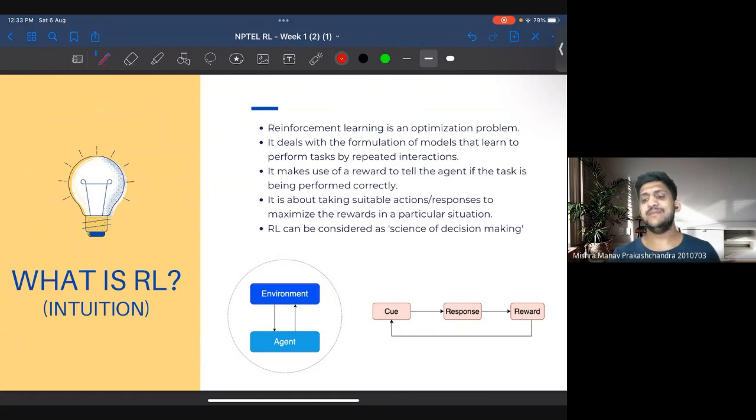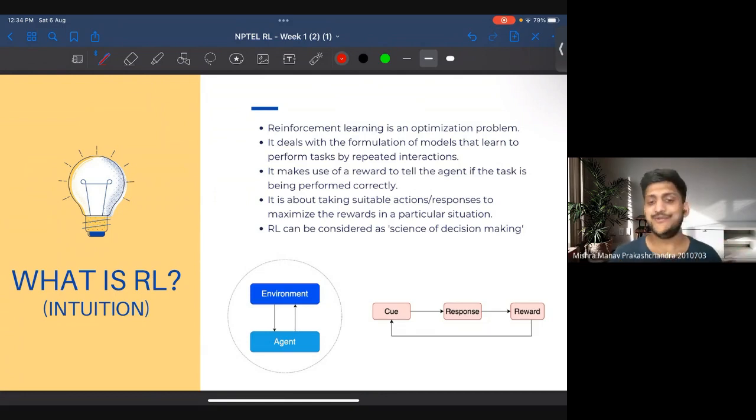It makes use of a feedback mechanism, which is a reward in reinforcement learning, which tells the agent whether the action it took is being performed correctly or not, or how far it is from the intended objective. It's about taking suitable actions, responses, or even a sequence of suitable actions or responses so that we maximize the reward in a particular situation.